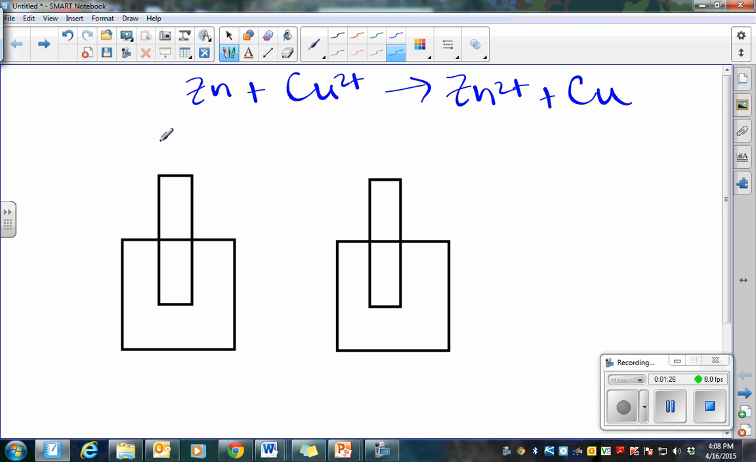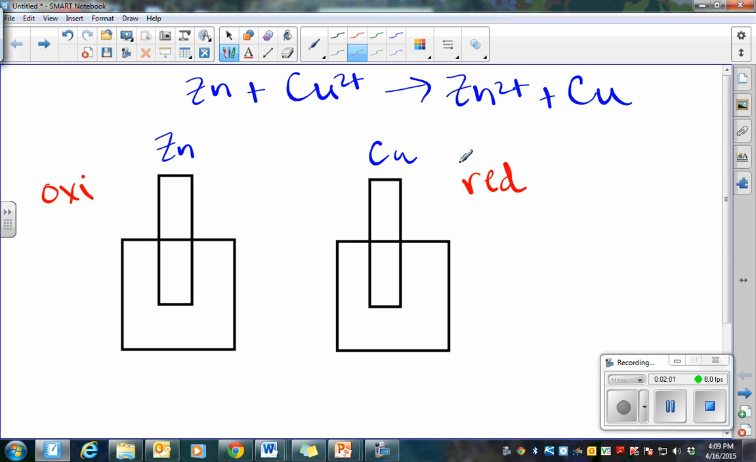So we can label this electrode as zinc metal, zinc solid. We'll label this electrode as copper. Now we can look at this reaction, and based upon observing it, we can see that zinc undergoes oxidation and copper undergoes reduction. So I'm just going to note that on the side so that I can then go back and label which one is the cathode, which one is the anode.